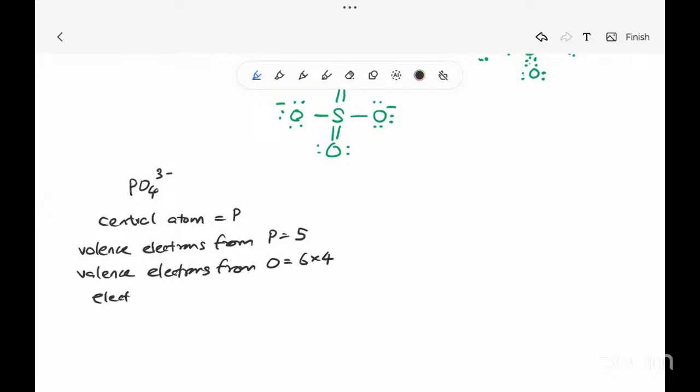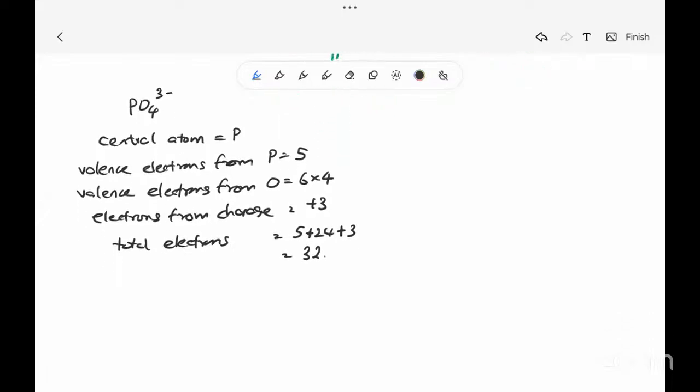Then electrons from charge, that is plus 3, right? So altogether, total electrons is 5 plus 24 plus 3, that is 32. Altogether 32. Then electron pairs, 32 divided by 2, that is 16.